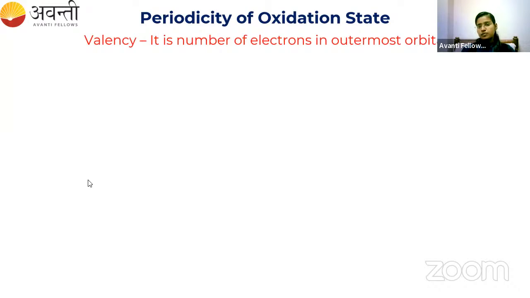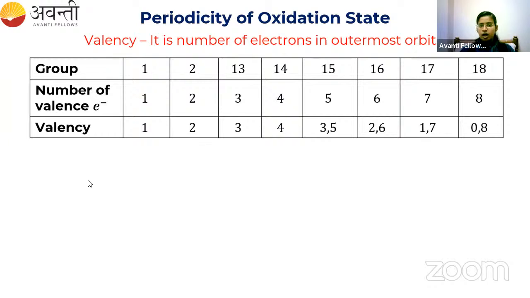What is valency? It is the number of electrons present in the outermost orbital. Suppose I take groups from group 1 to 2, then group 13, 14, 15, 16, 17, 18. The number of valence electrons present in each case is given, and the valency is also given. The number of electrons in the outermost orbital is called valency.